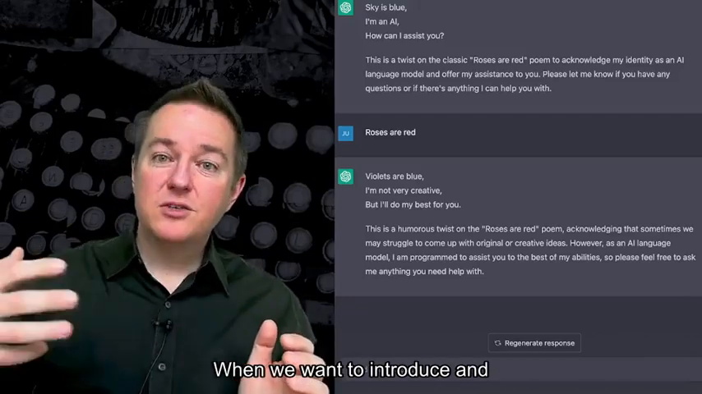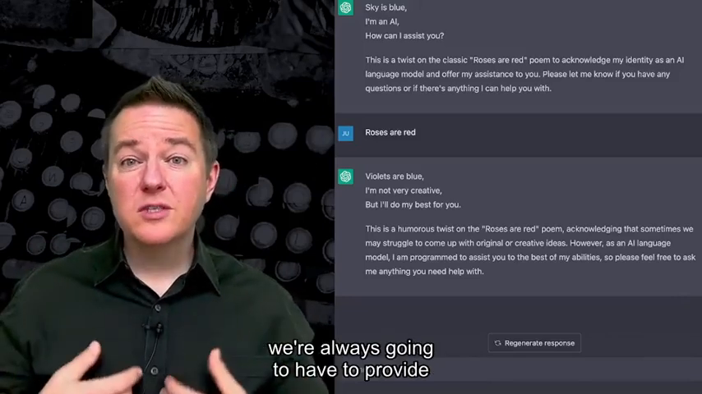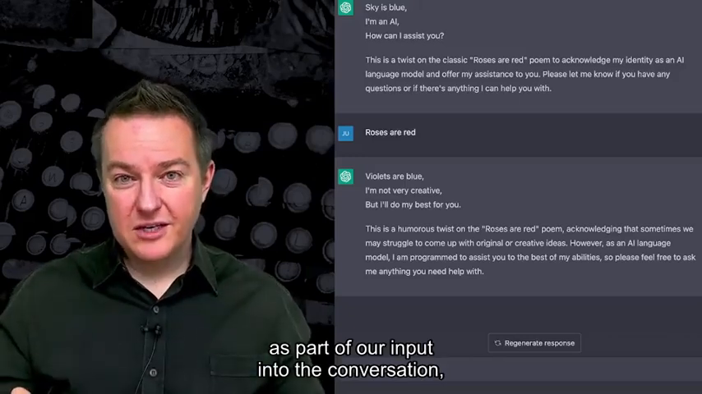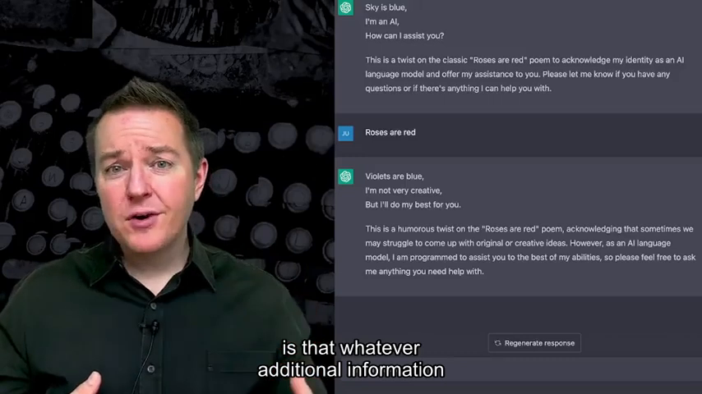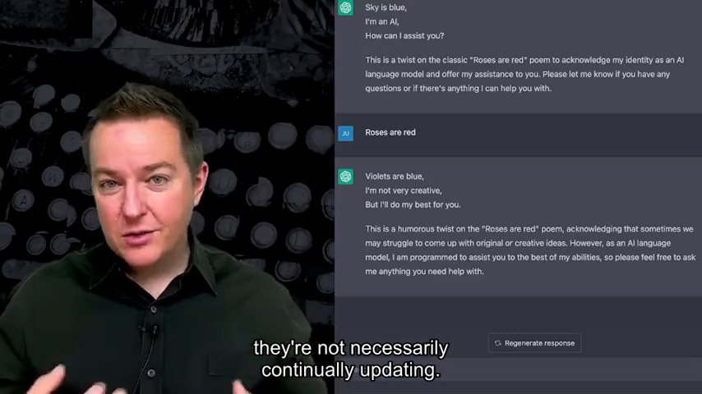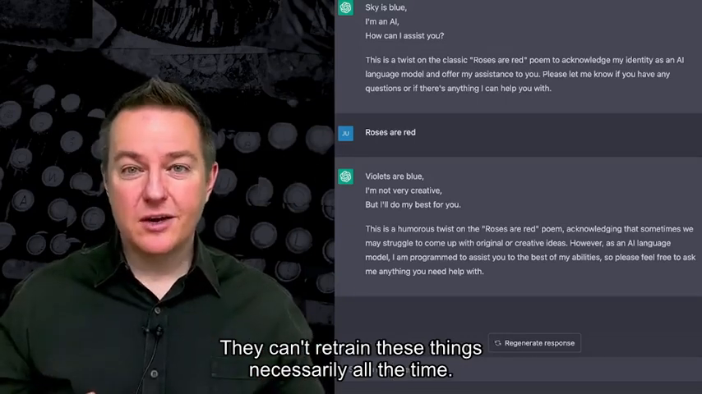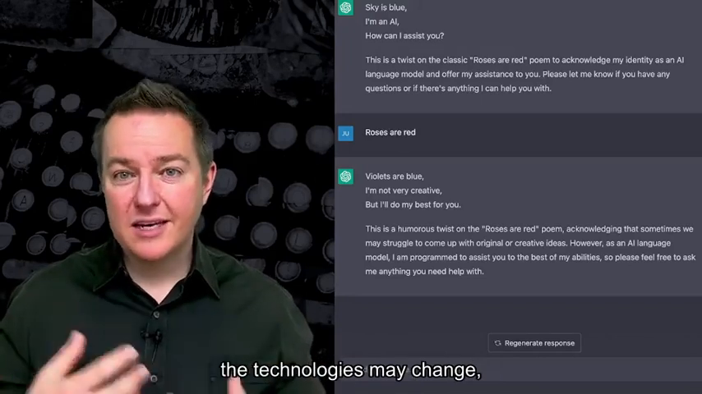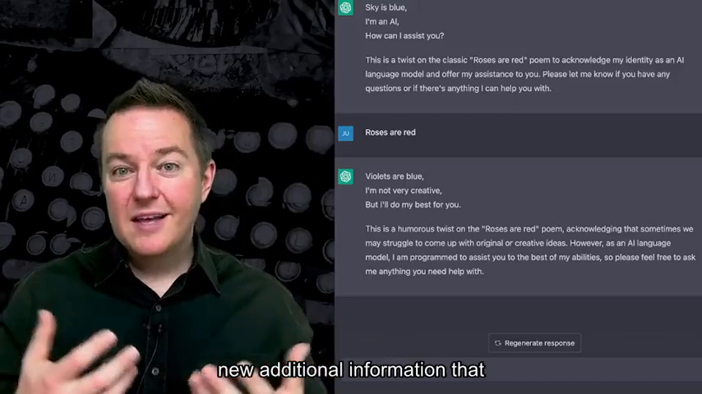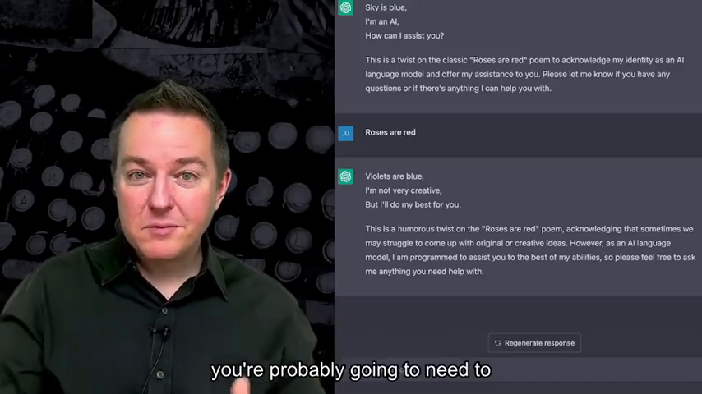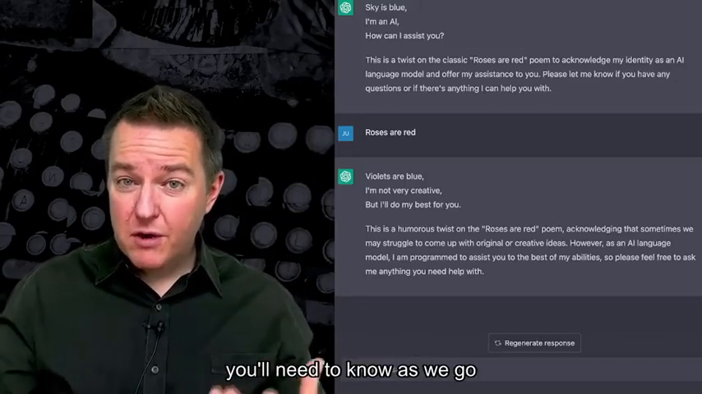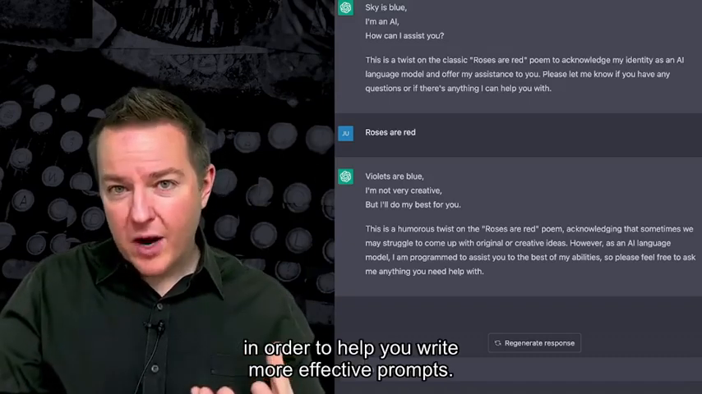And so when we want to introduce new knowledge or reason or work with it, we're always going to have to provide that as part of our prompt, as part of our input into the conversation, whatever additional information they need in order to reason. They're not necessarily continually updating. They can't retrain these things all the time. Now, it may change at some point. The technologies may change. But right now, today, know that when you need new additional information that wasn't publicly available on the internet, you're probably going to need to provide it in the prompt. Now, those are some of the key things that you'll need to know as we go forward in this course in order to help you write more effective prompts.